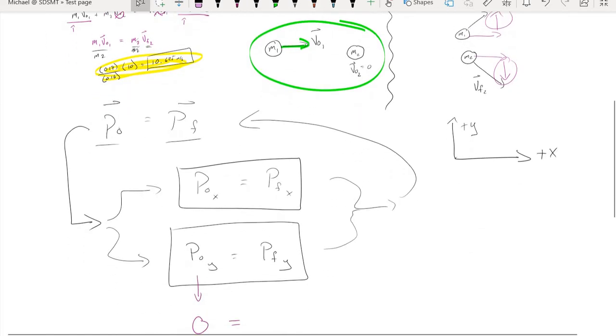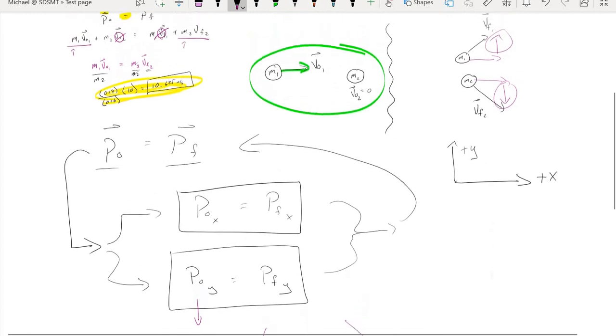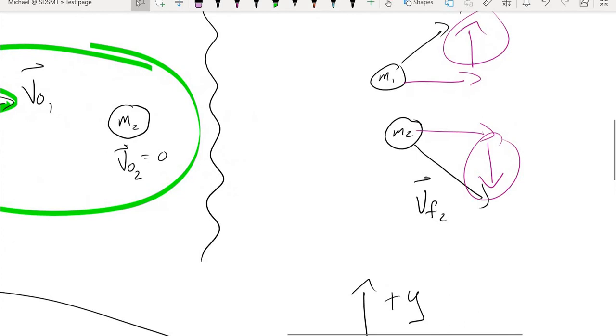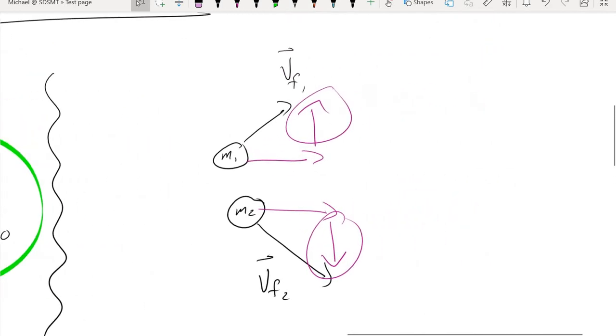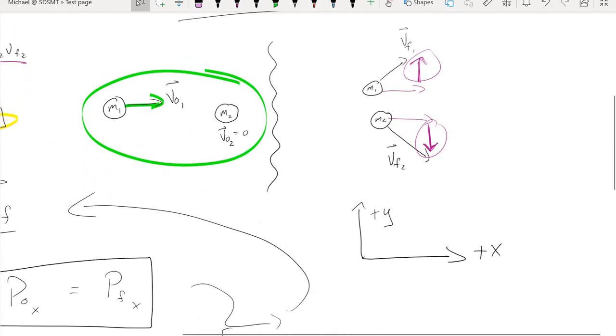Well, we can have this as long as the components that we're adding together equal 0. And that should be evident now by looking at the directions that those y components are pointing. We have one component that's pointing in the positive y direction. We have one component that's pointing in the negative y direction. And the only way that this can happen is if these two components of momentum add together to make 0.